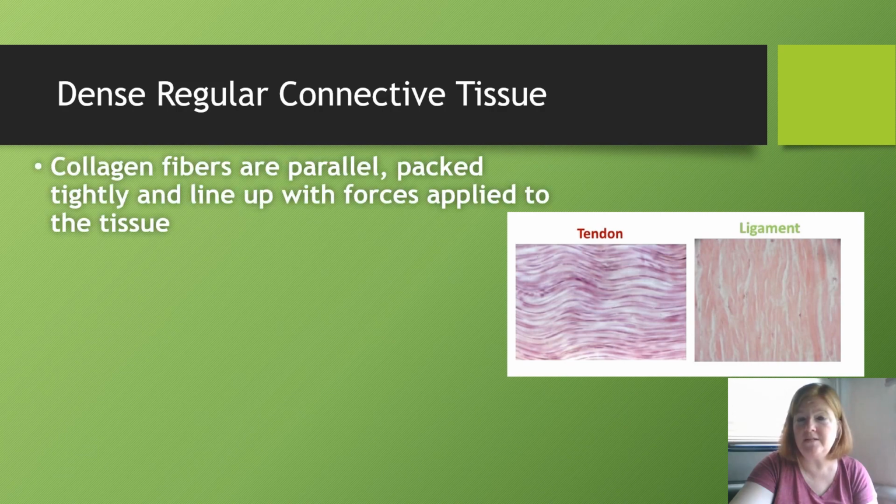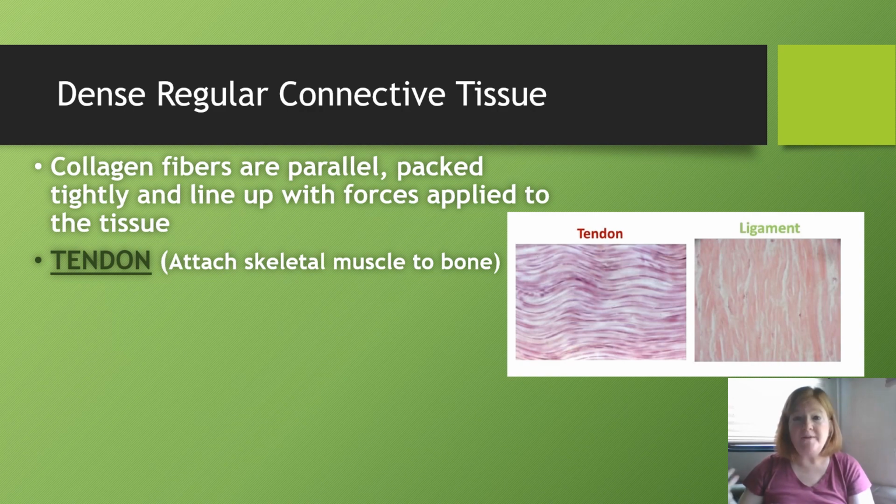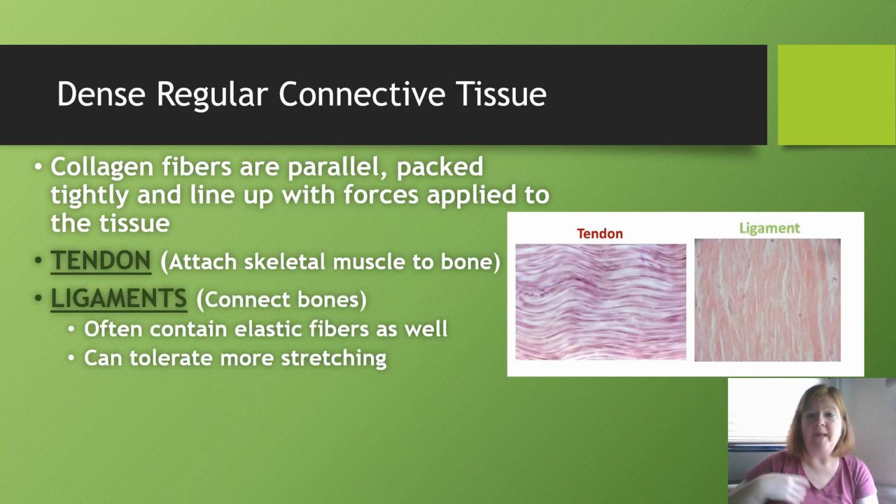So there's dense, regular connective tissue. So that means the collagen fibers are parallel, they're packed tightly, and they line up with the forces applied to the tissue so that they can resist those forces. We have tendons that attach muscle, skeletal muscle, to bone. And we have ligaments that connect bones. Now, the ligaments often contain some elastic fibers as well, so they can tolerate more stretching.